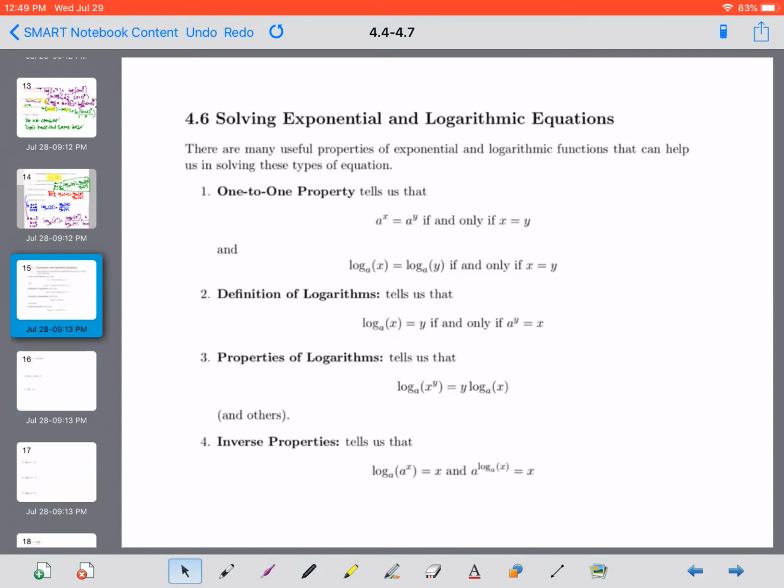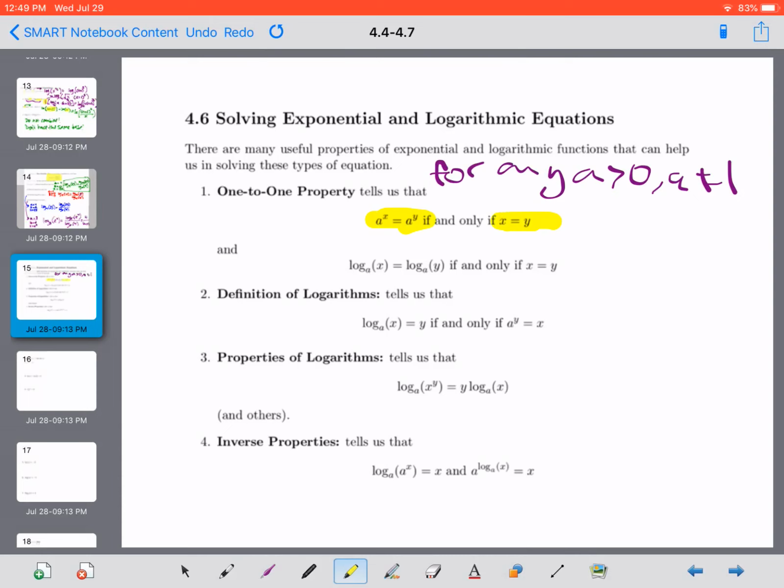First of all, we have the one-to-one property of exponential and logarithmic functions. These are one-to-one functions because, as we've said, they have inverses. They're inverses of each other, in fact. And so this leads us to the following property. We have that for any a, again, we can assume here that a is greater than 0 and not equal to 1, a to the x is equal to a to the y if and only if x equals y. So if we have this equation where a to the x is equal to a to the y, we can conclude that x has to equal y and vice versa.